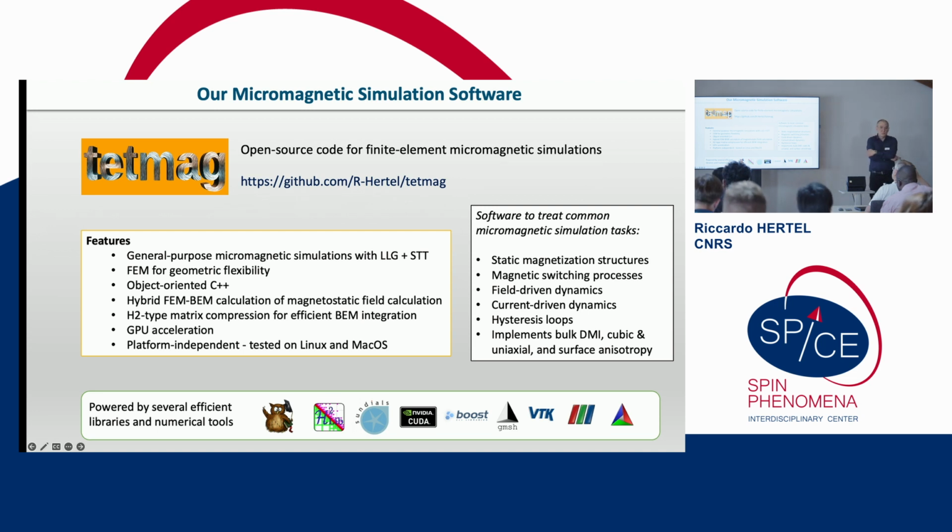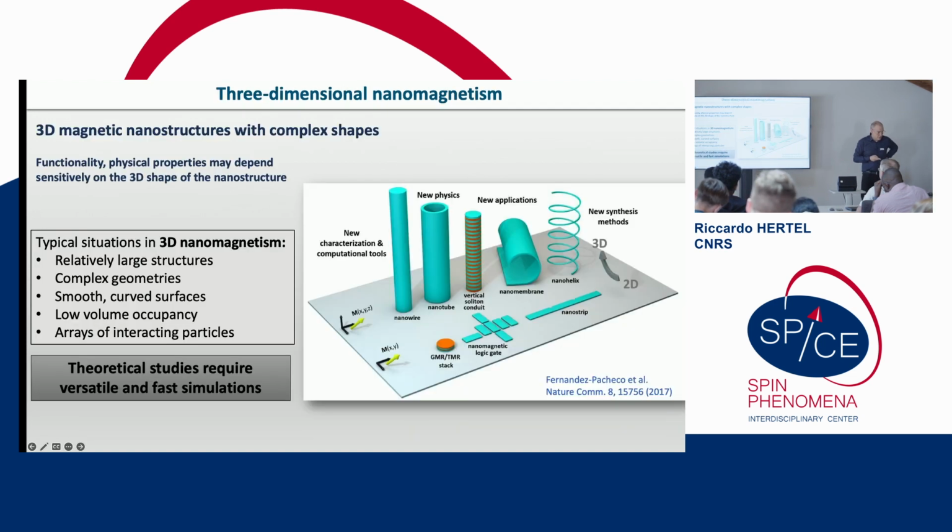properties that can be useful for, say, common micromagnetic simulation tasks, like calculating the static structures, magnetic switching processes, the field-driven dynamics, the current-driven dynamics, hysteresis loops, and so on. From a technical point of view, it's quite optimized. It's written in object-oriented C++. It features GPU acceleration and implements a couple of advanced mathematical techniques, which I don't have time to delve into.